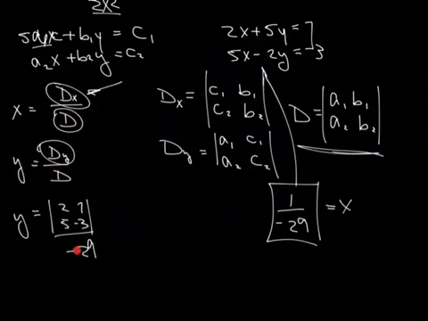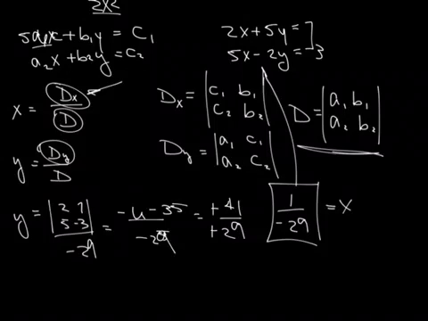So it's going to be the same number here, so negative 29. That gives me negative 6 minus 35 over negative 29, whoops, equals negative 41 over 29, or negative 29, so that means I get a plus. So my answer is negative 1 over 29 for x and 41 over 29 for y.